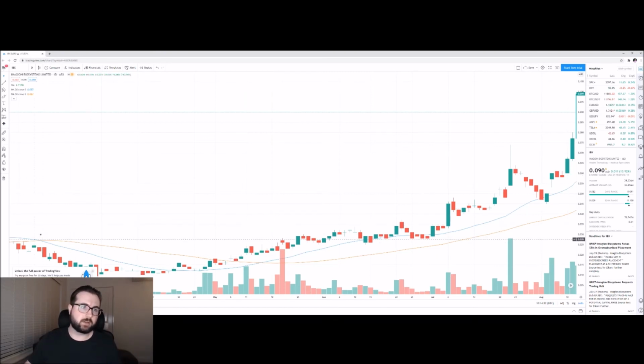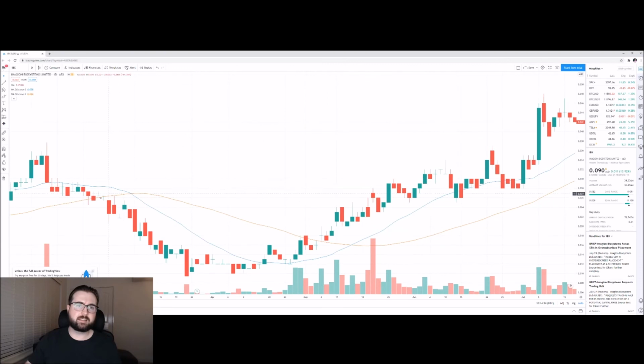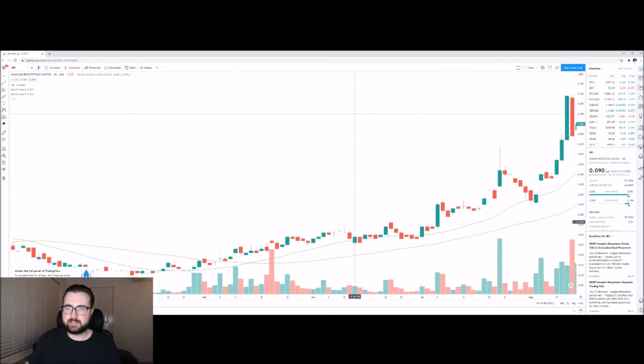For instance, over here you can see that the short-term moving average, the 20-day, crossed below the 50-day, and this caused a dip to occur. Then when the price started increasing again, it crossed back over the 50-day moving average, which indicates that this downwards trend has in fact changed, and we're going upwards. And you can see it's held this point.